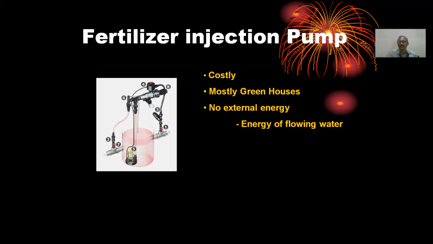Lastly, the fertilizer injection pump. Fertilizer injection pump, it is costly, more than 10,000, 20,000, 30,000, 40,000, like that. There are so many pumps depending on the sophistication of the pump. They are available in the market. And see here, though this is called a pump, this does not need any external energy to operate. The energy needed for operation of this pump is also obtained from your irrigation water pressure itself.